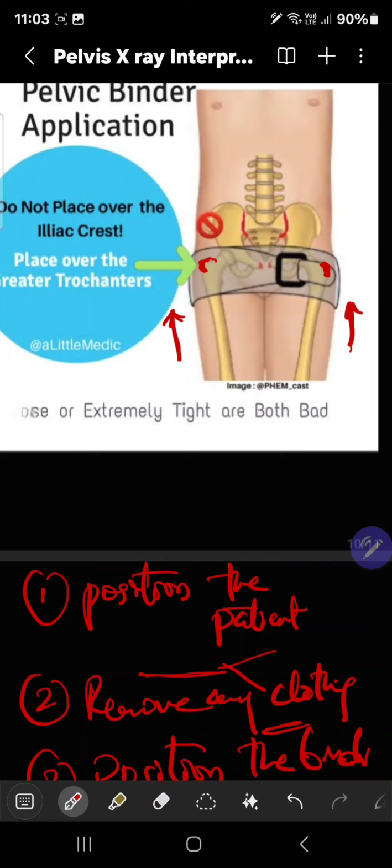Here it has been written, do not place the cover over the iliac crest. See, in this example it is already fractured here. If you place it here, this fracture may get worsened. So always place it over the greater trochanter.